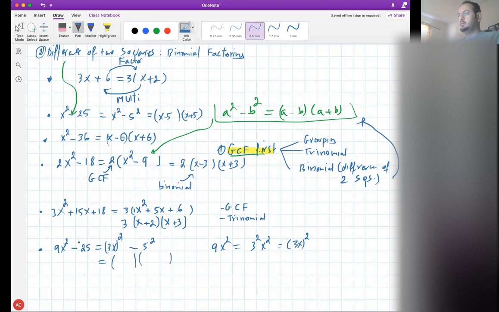3x minus 5 that multiplies 3x minus 5. That's right. So 3x minus 5. So basically just take the bases. If you have the difference of two squares, you take their bases, a minus b, without the second powers, a minus b. And then you repeat again the bases, this time with a plus. So we have 3x minus 5, 3x plus 5.